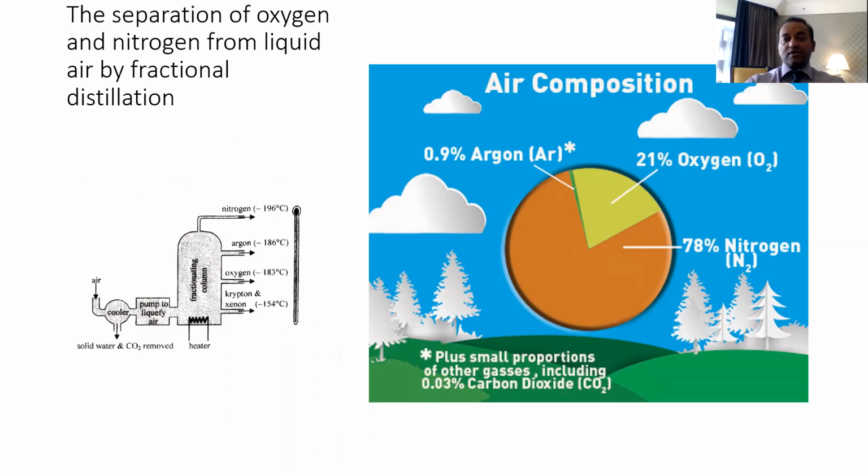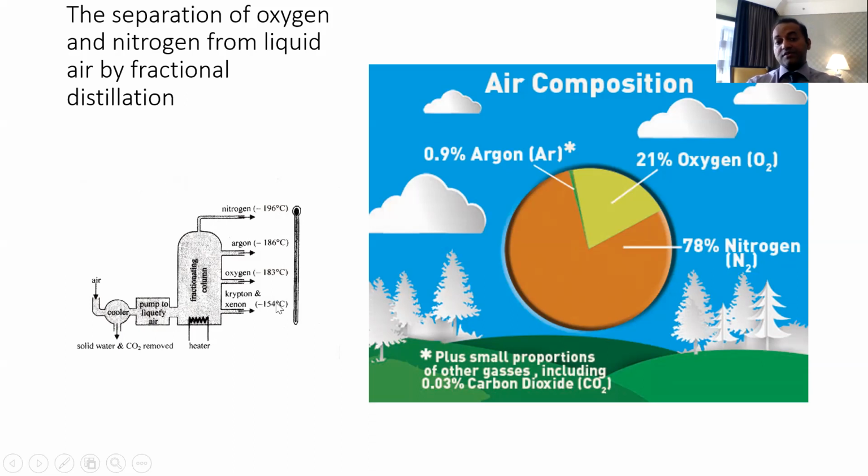Students, as you can see in this diagram, the air is pumped and then cooled so that it forms a liquid. It is compressed and cooled to form a liquid, and then this liquid is heated at different temperatures. The bottom here is a higher temperature compared to the top. Different types of gas have different melting points and boiling points, so they will be separated at different boiling points because this is a liquid.